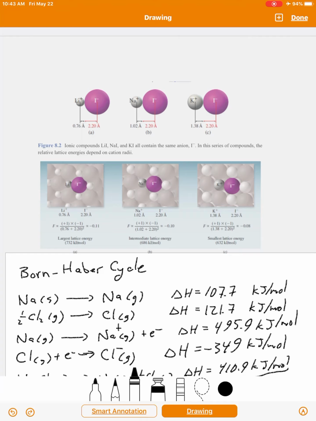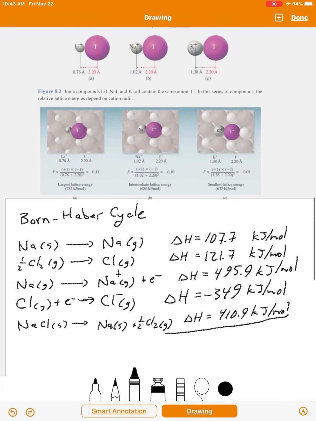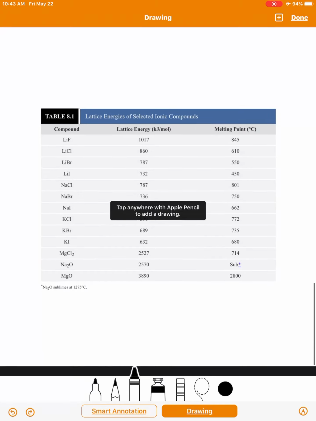The reason it's getting smaller as you go left to right is because the cation is getting bigger. The lithium ion is smaller than a sodium ion, which is smaller than a potassium ion. So as the ion gets bigger, the distances get larger, the attractive energies get smaller. Okay? Now let's take a look further down in this table.